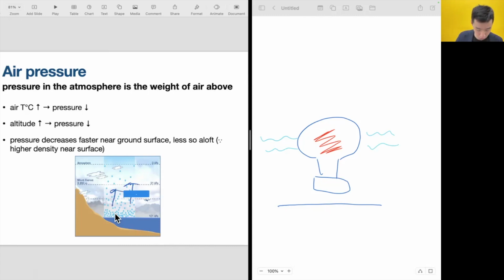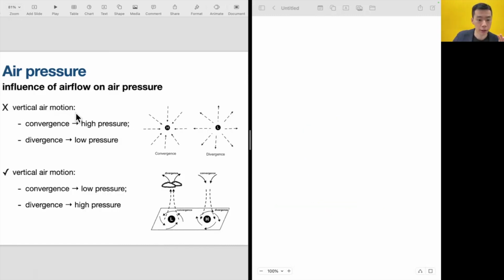As a result, we have fewer air particles near the ground surface. So fewer air particles means less air pressure. Now, let's talk about the influence of airflow on air pressure. With convergence of air particles, we have high pressure, just like we mentioned. More people, more pressure. More homework, more pressure, right? So with divergence, air particles moving away, we have lower pressure, because air particles move away.